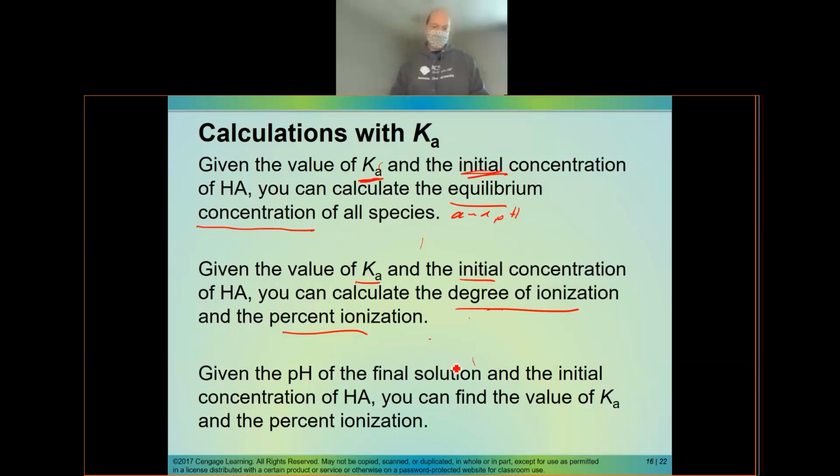All right, and then the last one here is what we just did. We were given the pH and we were also given the initial concentration. So then we had to find the value of Ka and the percent ionization. All right, so we did an example of that one. They said, here's your 0.0012, here's your pH, 3.39. Calculate Ka and percent ionization. So there'll be problems like that as well.